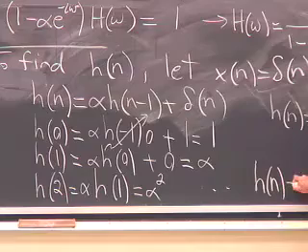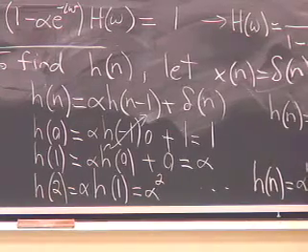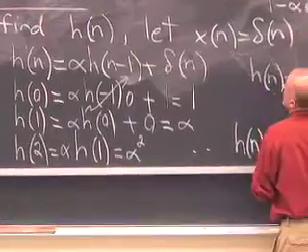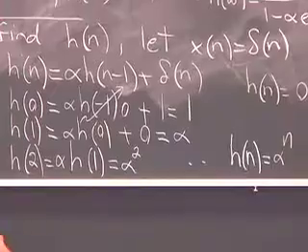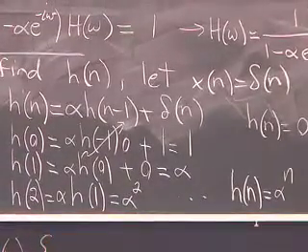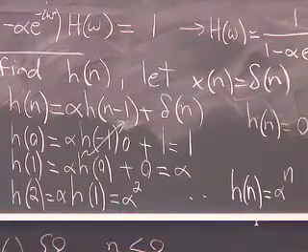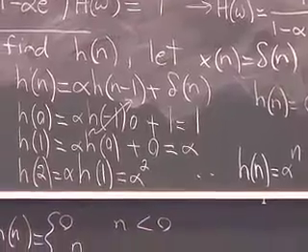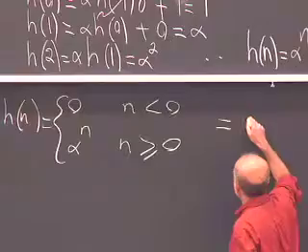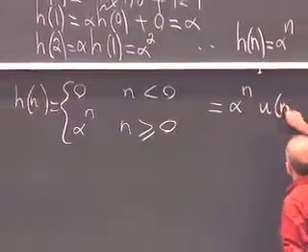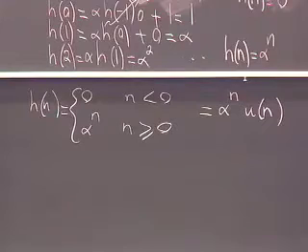H of n, alpha to the n. So you can now summarize and say h of n is 0 for n less than 0, and it's alpha to the n for n greater than or equal to 0, which is the same as saying h of n is alpha to the n u of n. And now we've closed the loop with the previous example.